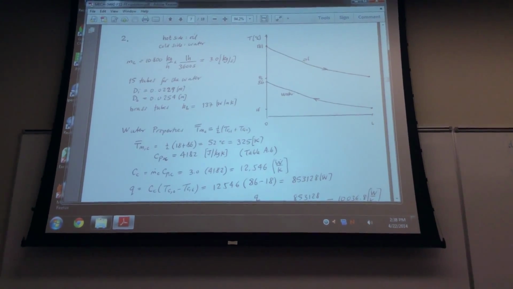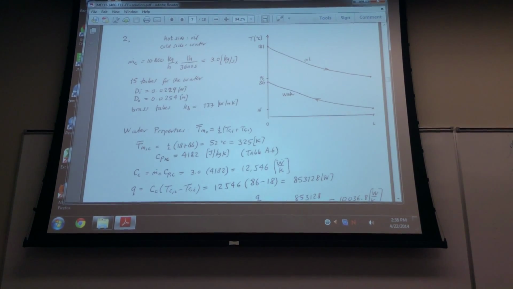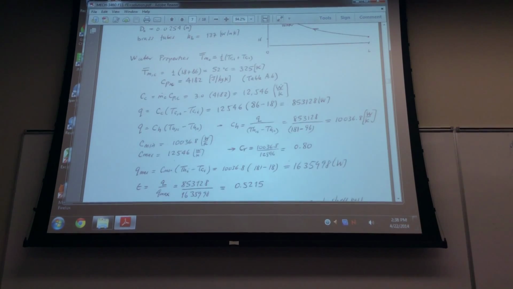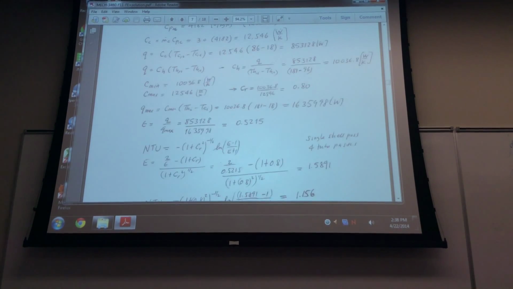Okay, so it's asking basically to find the length of your heat exchanger, I guess, of the tube. Right. So I understand we find our epsilon, we find our NTU, and then we have our NTU is equal to UA over C min.